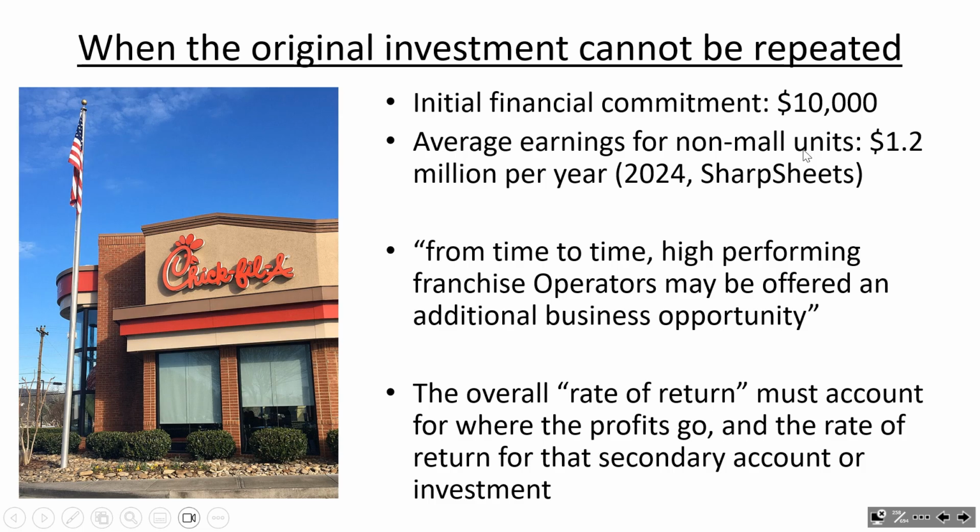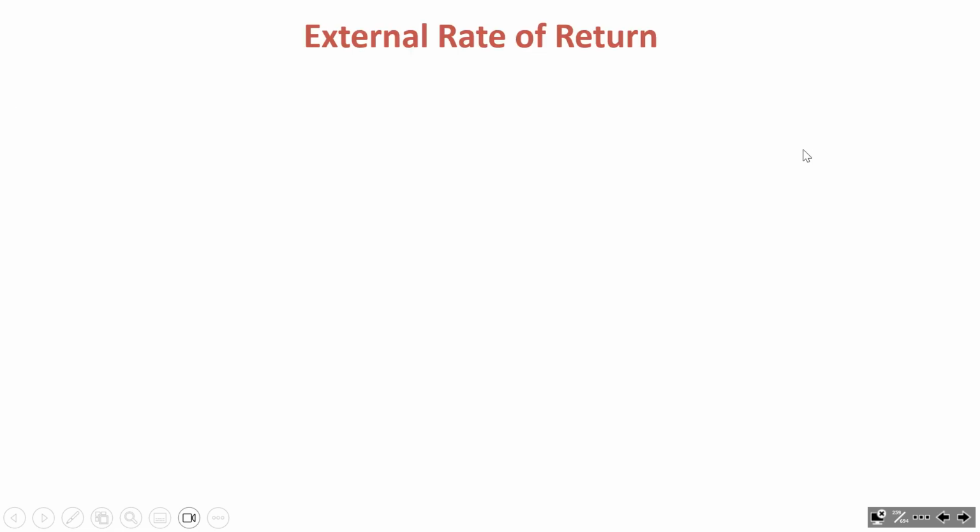But then where does the $1.2 million go during some study period? Like if you wanted to know the rate of return of a Chick-fil-A for a 10-year period, you'd have to know where all of those profits are being reinvested. So maybe they're going into a checking account, maybe the person is investing in bonds or purchasing other equities. So external rate of return has to take the whole picture into account. And that's what we're going to talk about today. External rate of return and how to calculate it.